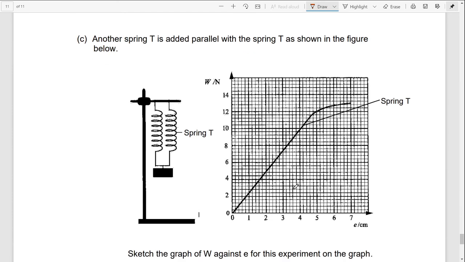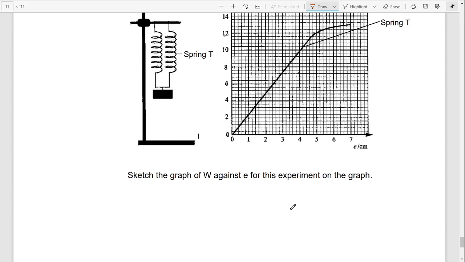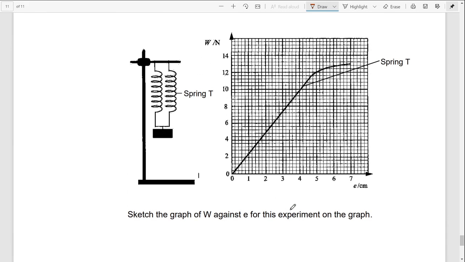We go to the next one here, a continuation of that question. Another spring is added parallel with the spring as shown in the figure. The springs here are identical. Sketch the graph of W against E for this experiment on the graph. So here is the original graph when we use only one spring. What happened to this graph if I have two springs connected in parallel?